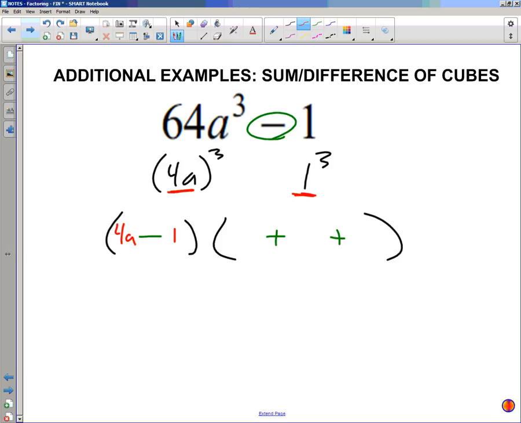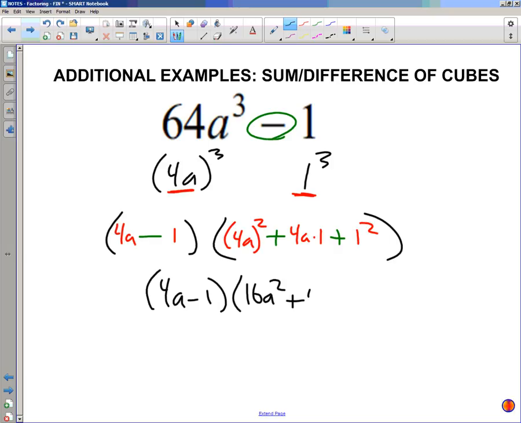In the trinomial, we need to square both of those things at the beginning and end. And we need to multiply them together in the middle, 4a times 1. Finally, just simplifying to get our final answer, we would have 4a minus 1. And squaring both the 4 and the a would give us 16a squared, 4a, and 1.